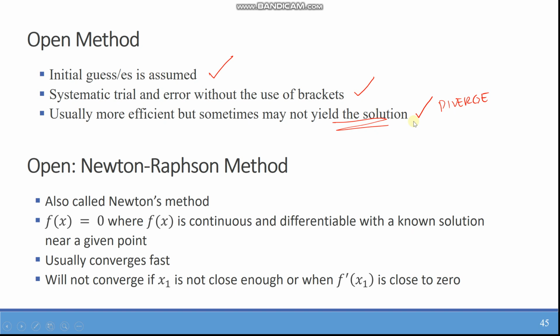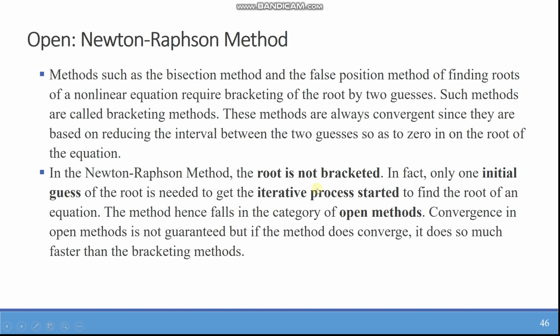So the first open method we have is the Newton-Raphson, also called Newton's method. When the function f of x is 0, where f of x is continuous and differentiable with a solution near a given point, it usually converges fast, and will not converge if the x1 is not close enough, or when f prime of x1 is close to 0.